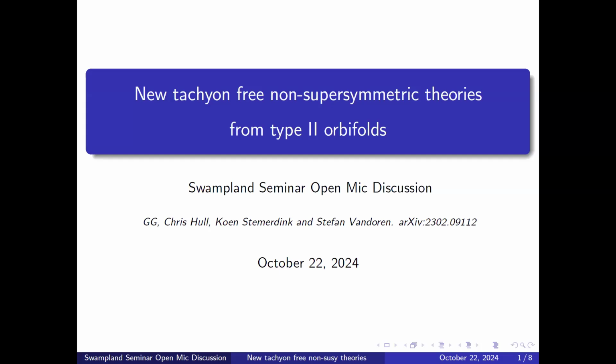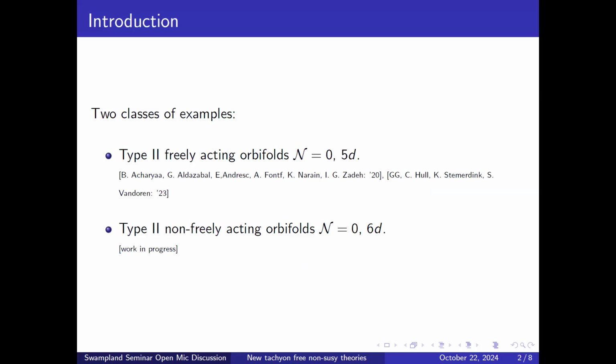Hi, everyone. Today, I will discuss basically two classes of examples. The first class of examples are models obtained by freely acting orbifolds of type 2 string theory that preserve no supersymmetry in 5 dimensions. These are not entirely new models, but were recently revisited in the literature.